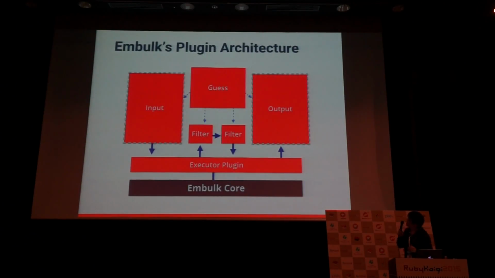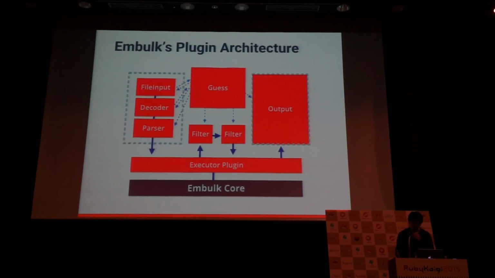Okay, so here is the actual architecture diagram of Embulk. As I explained, there's guess and executor, and input and output. Very similar to Fluentd. But in input, you can also use file input, decoder, and parser separately. So one input plugin can be input from a database, like MySQL. Everything is in record format.